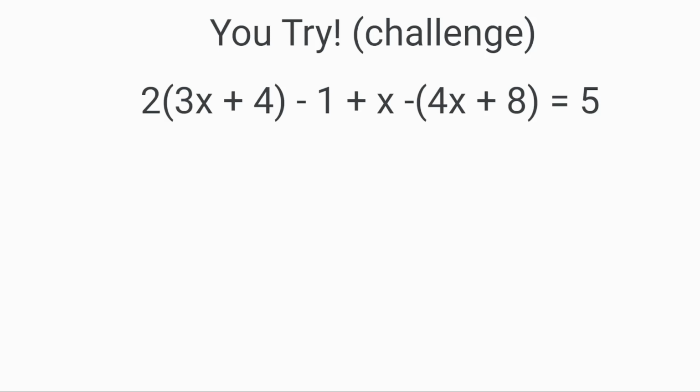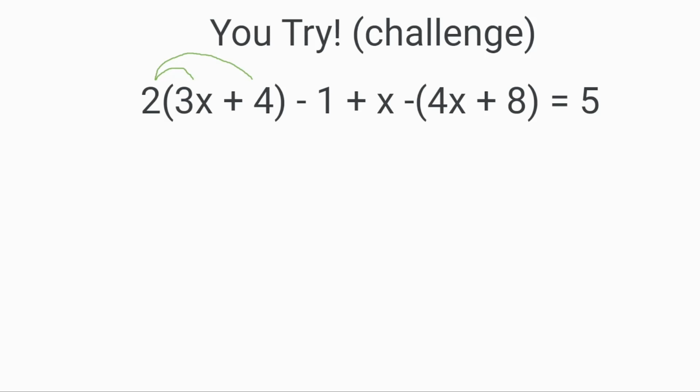All right, here's our challenge problem. There's a lot to unpack here. Let's take it one step at a time and always remember our order of operations. Here we can see we have two sets of parentheses. We're going to have to deal with those first by distributing what's in front of them. We have a 2 being multiplied to the parentheses of 3x plus 4. So that 2 is actually multiplying to the 3x and to that 4.